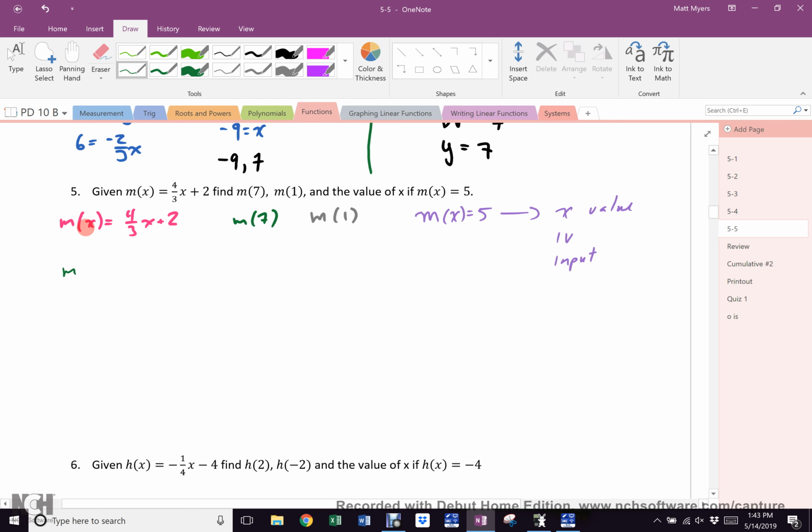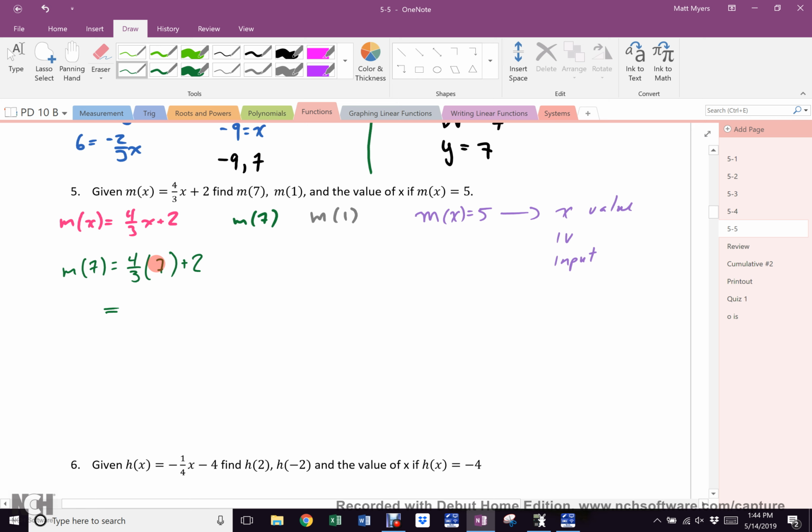I do not want the m of x anymore. What do I want? The m of 7. Since that x has become 7, what will this x become? 7. Well done. Plus 2. What is 7 times 4/3?